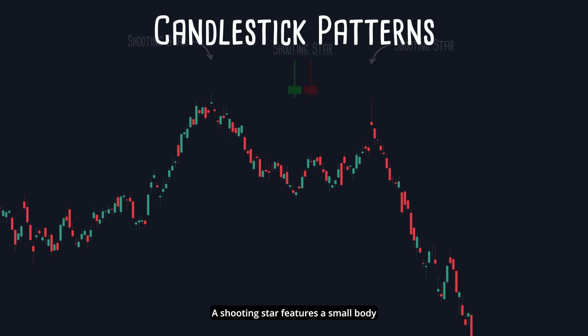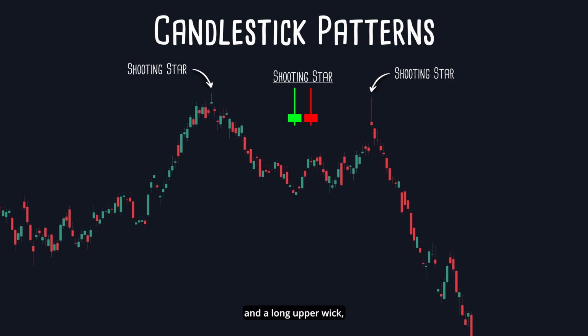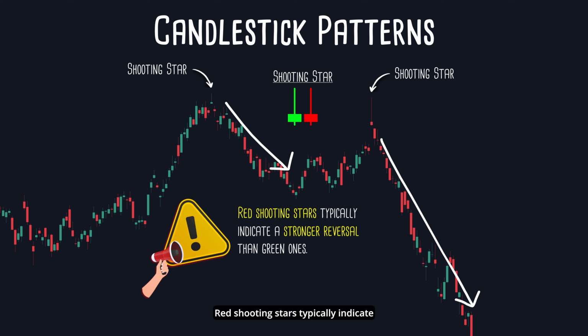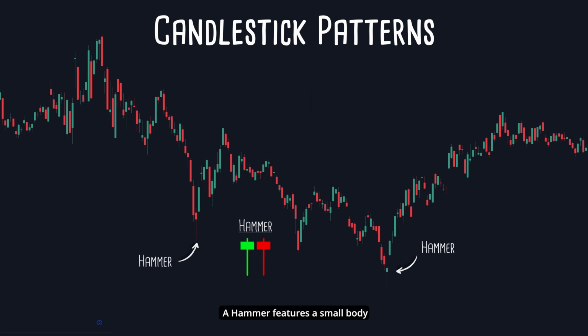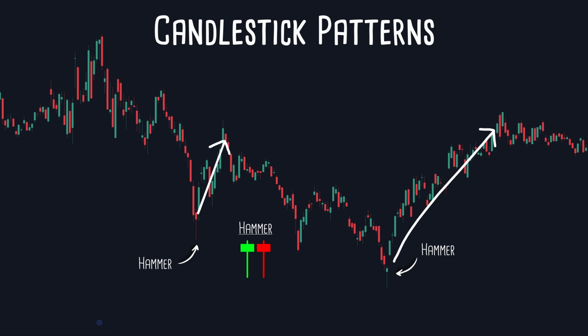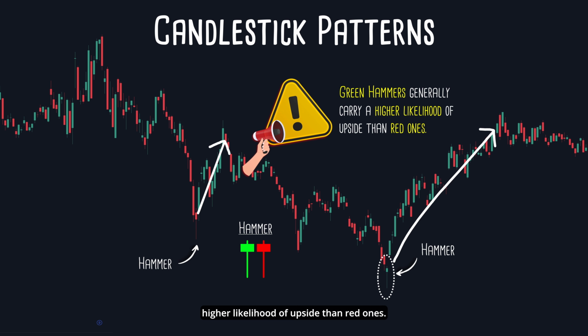A shooting star features a small body and a long upper wick, signaling price rejection at the peak and leading to a downtrend. Red shooting stars typically indicate stronger reversal than green ones. A hammer features a small body and a long lower wick, suggesting that buyers are regaining control, potentially leading to an uptrend. Green hammers generally carry a higher likelihood of upside than red ones.